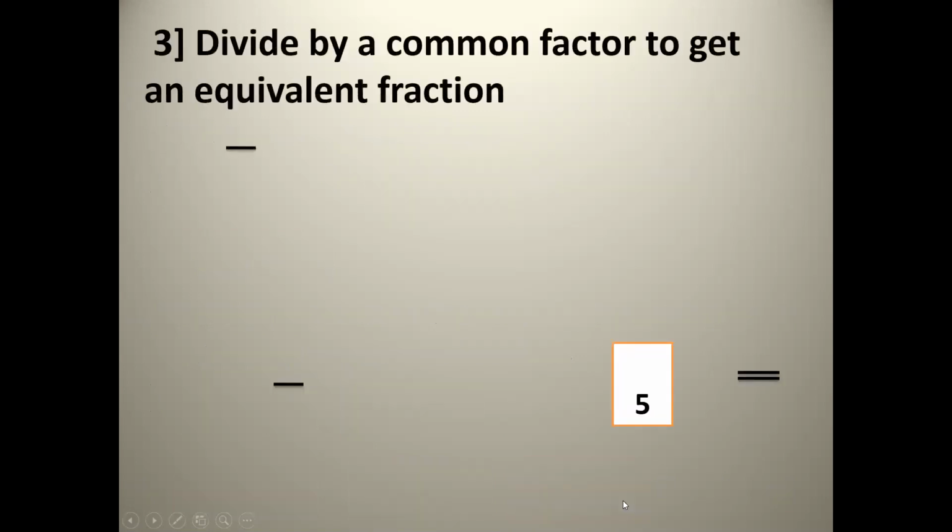Okay. Now dividing by common factor to get an equivalent fraction. Here we will divide to find the equivalent fraction. First, I told you if you want to find equivalent fraction, you can use multiply or divide. Here we will divide. 6 divided by 2, it is 3. So I should also divide denominator by the same number, 2. So 24 divided by 2, it is 12.